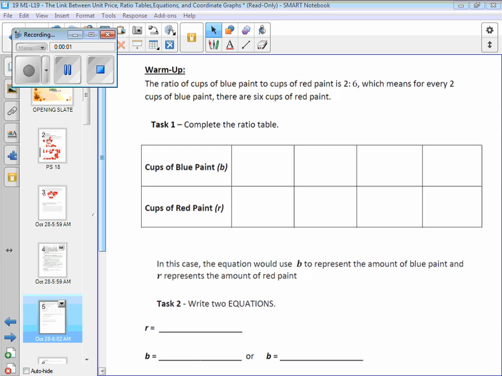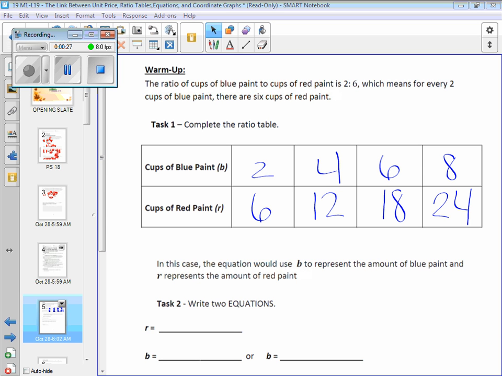I am on page number 2, and I know one thing that you definitely can do is this ratio table. And then you have equations, which I want you to hold off on because I'm going to show you something new with the equations. So, read the warm-up and fill out the ratio table, and then we'll pick it up from there.